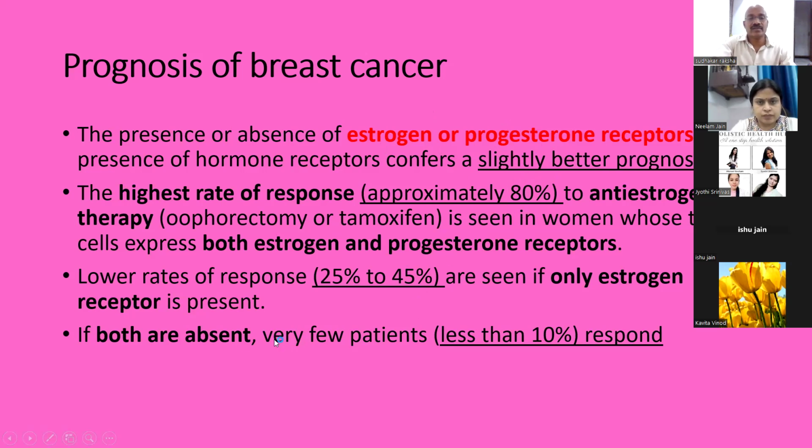But when both ER and PR are absent, they don't respond. The prognosis is very bad. ER and PR negative means it is going to be a very bad prognosis.